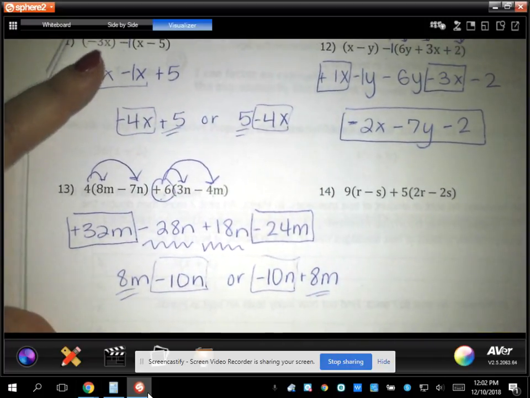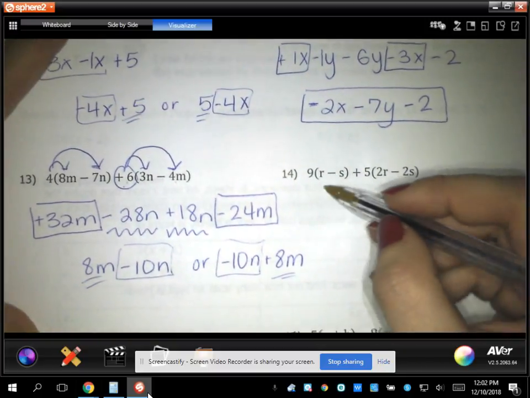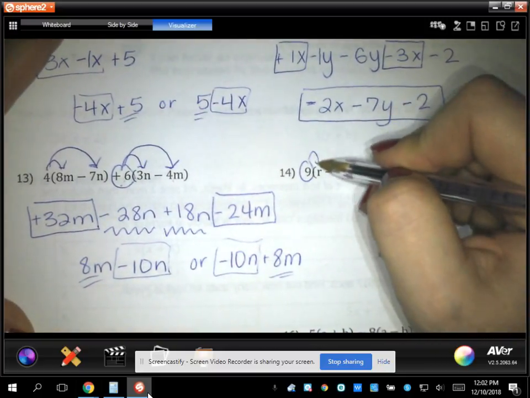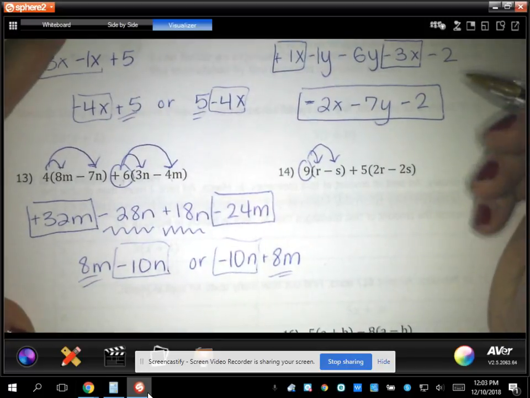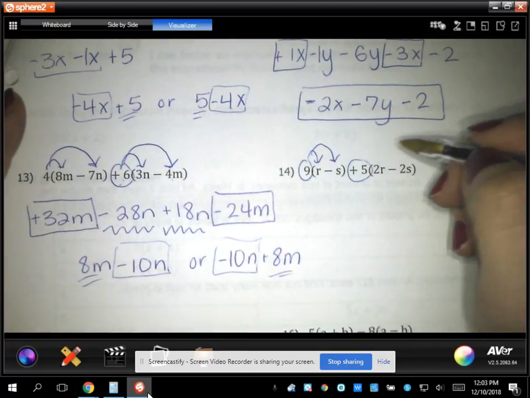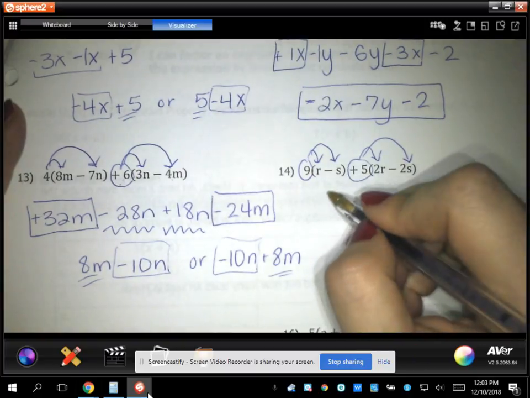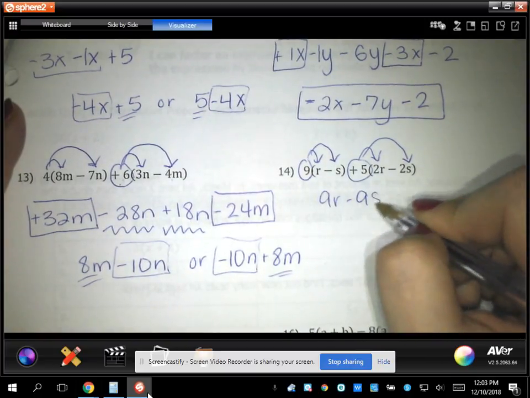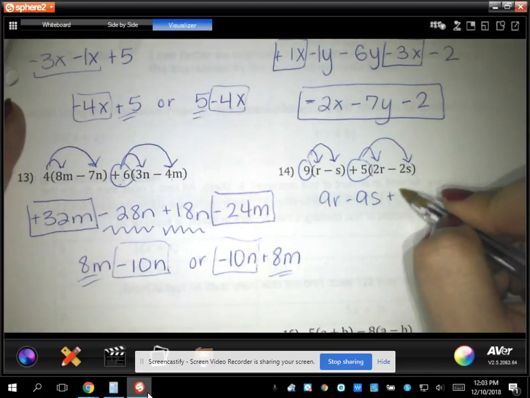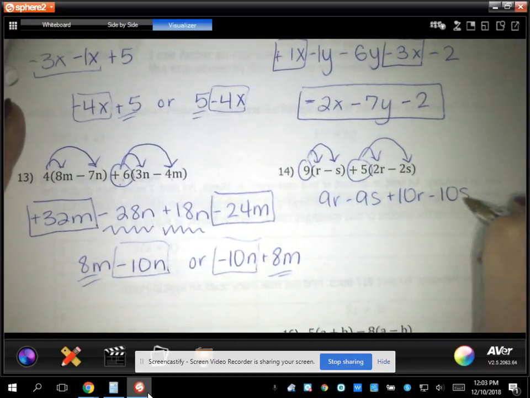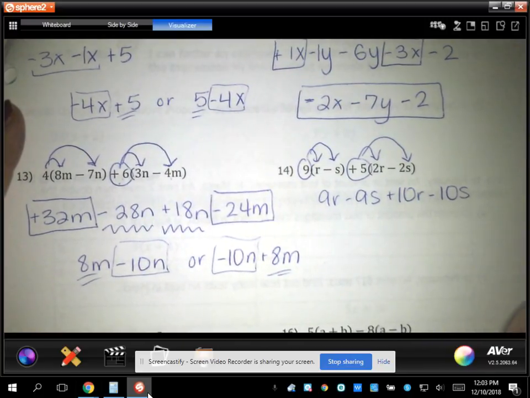positive. All right, so for this one, let's see, I'm going to take my 9 and I'm going to multiply it by every term inside these parentheses. I'm going to take my +5 and I'm going to multiply it by every term inside these parentheses. So this is 9r minus 9s, and this is plus 10r minus 10s. And now I'm going to combine like terms.